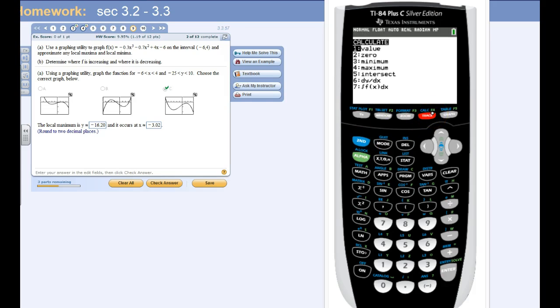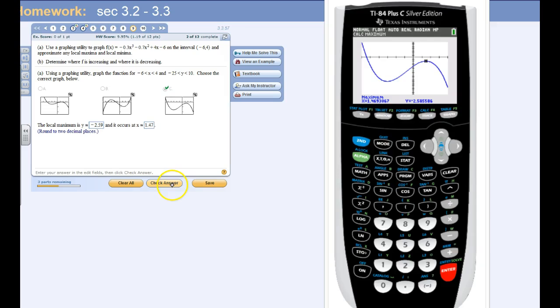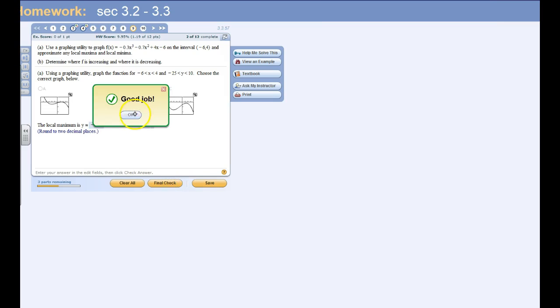Second, calculate. Let's go find the maximum, which is number 4. Again, I'm going to guess to the left. I'm going to guess 0 this time. I'm going to guess to the right, which is around a 3, and I think the maximum is around a 2. So I'm going to try to re-enter this as 1.47 and 2.59. So I'll type in these answers, the x's and the y's. Check the solution. Good job.